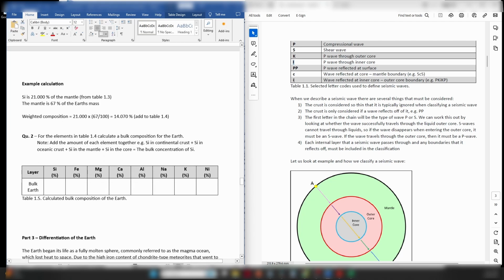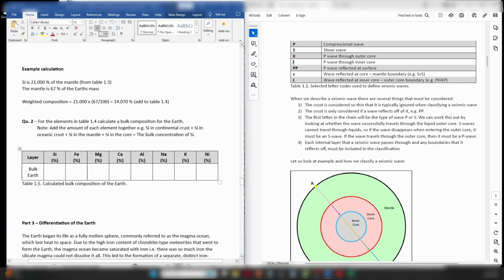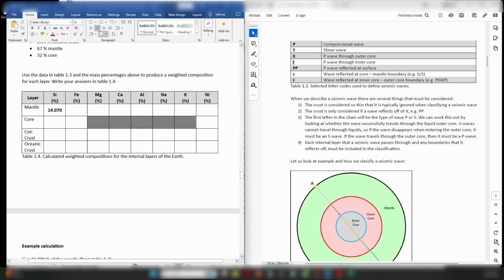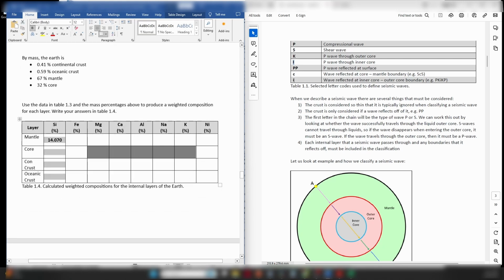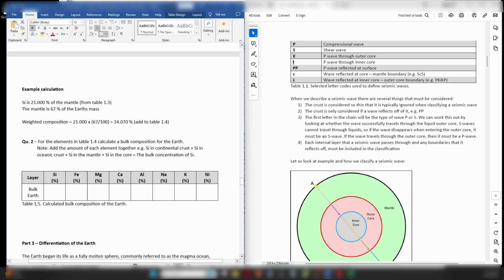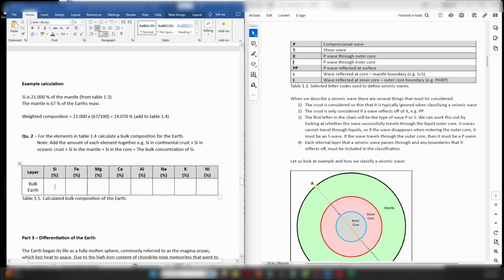And so in question 2, what we're going to do is produce a bulk Earth just for the 8 elements that we are looking at here. So we've got silicon, iron, magnesium, calcium, aluminum, sodium, potassium, and nickel. And so how are we going to do that? Well, we're just simply going to add together the amount of each element in the 4 layers. So for the bulk Earth composition for silicon, we're going to take the value from this column, add it all together, and put the answer right there. Done. Very simple. And this is how geologists come up with the bulk Earth.